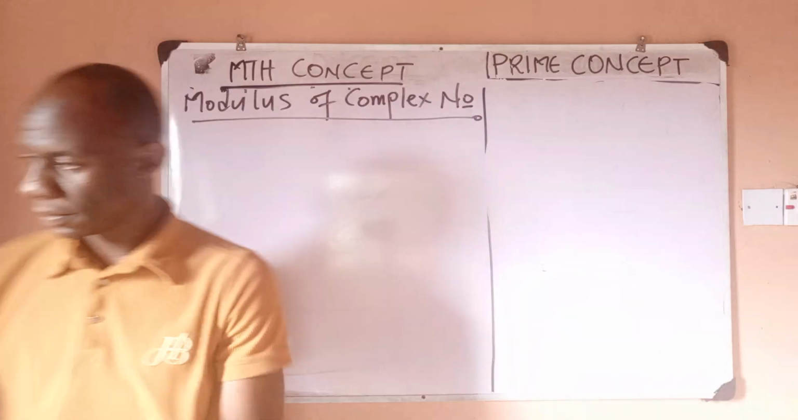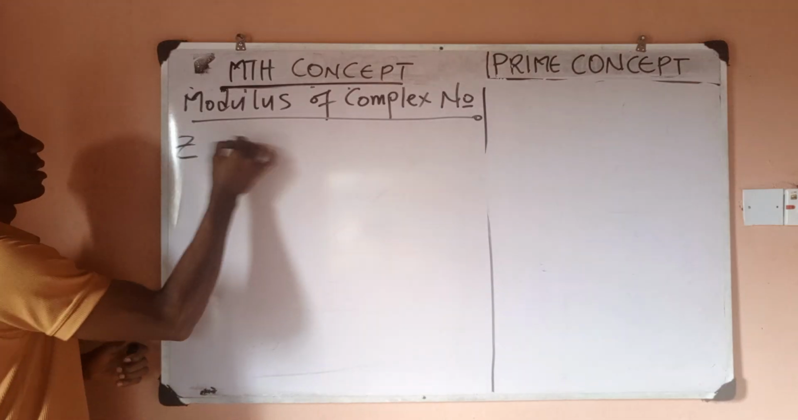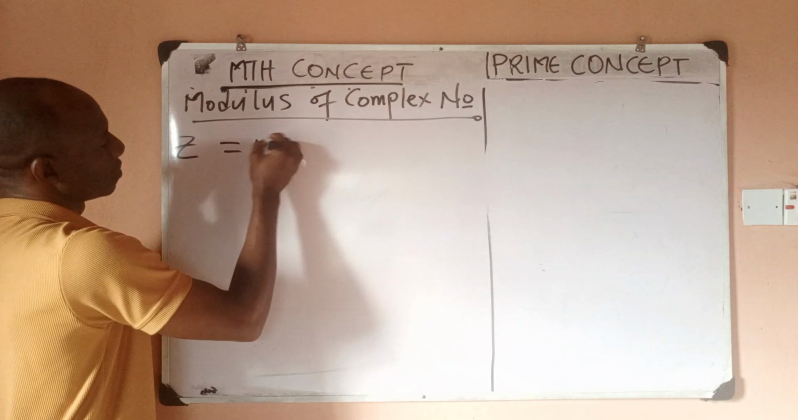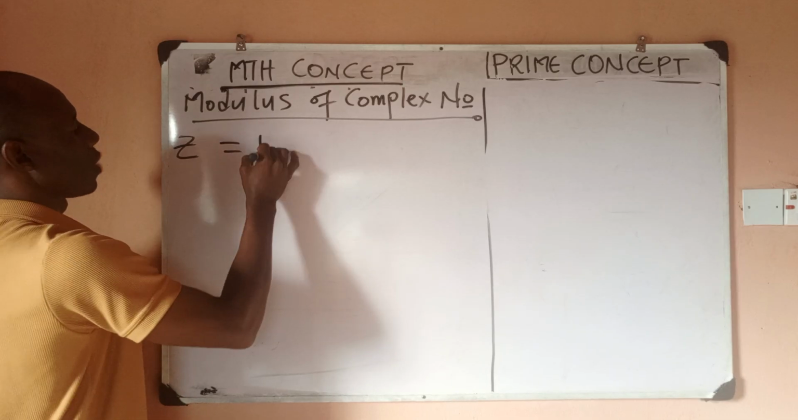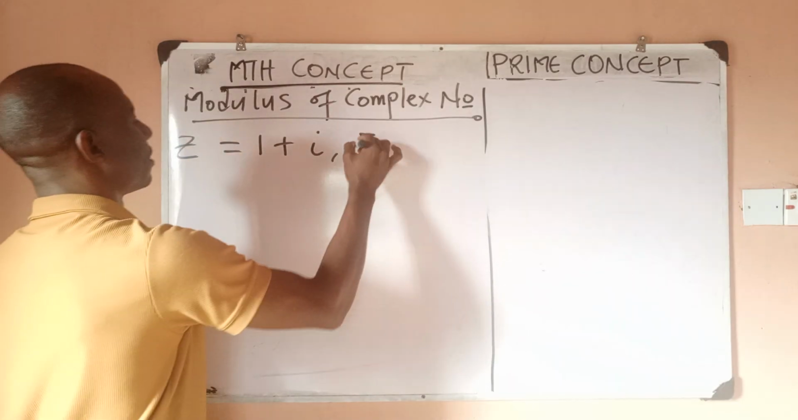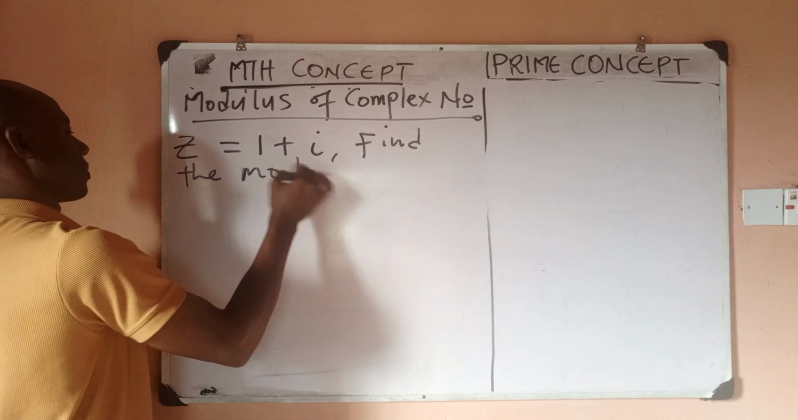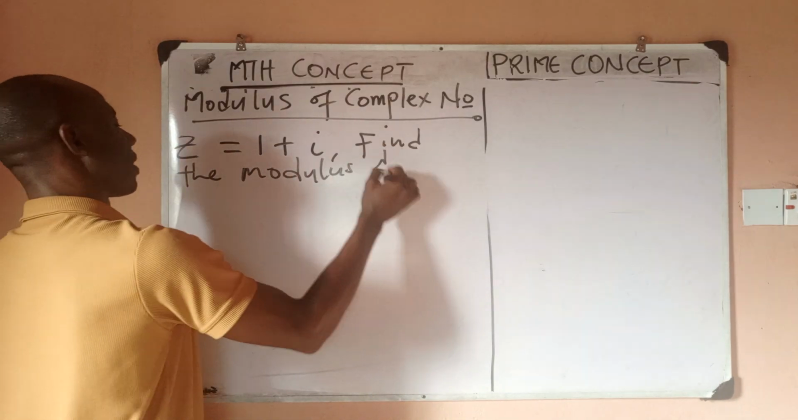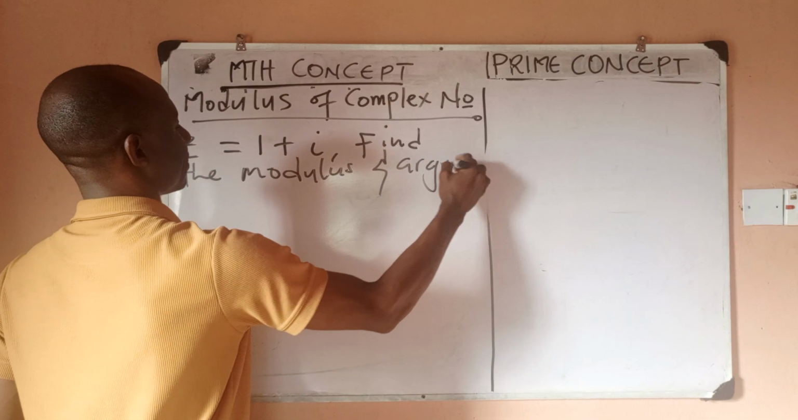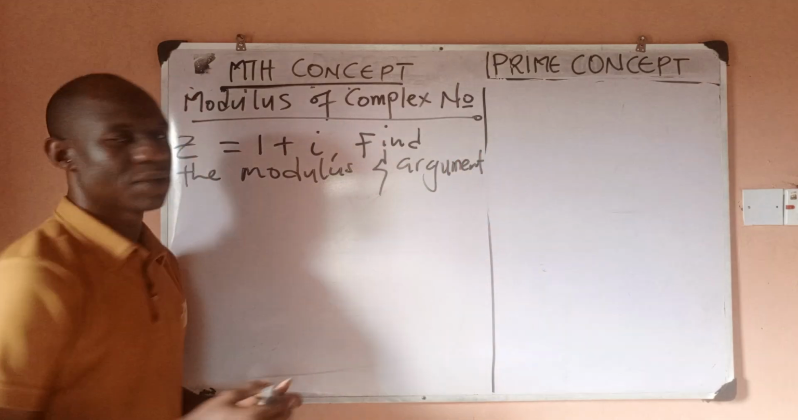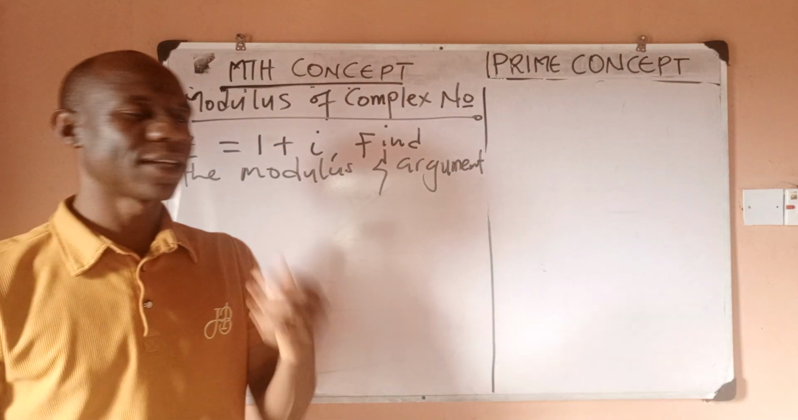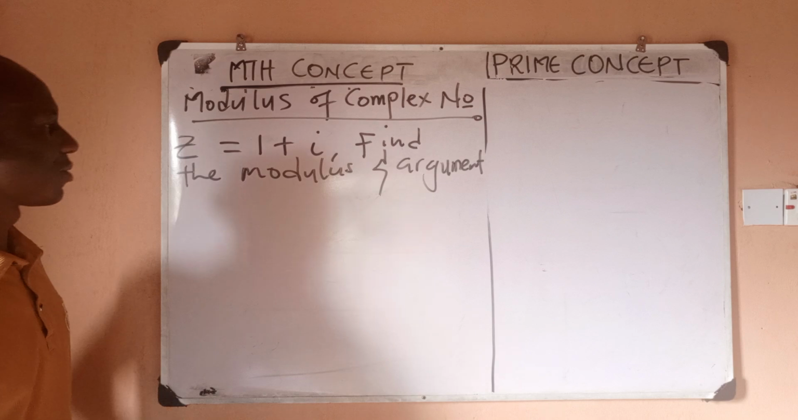So very quickly, say we have z equals 1 plus i, find the modulus and argument. Remember, argument means what? Angle. So these are the two things we want to find.